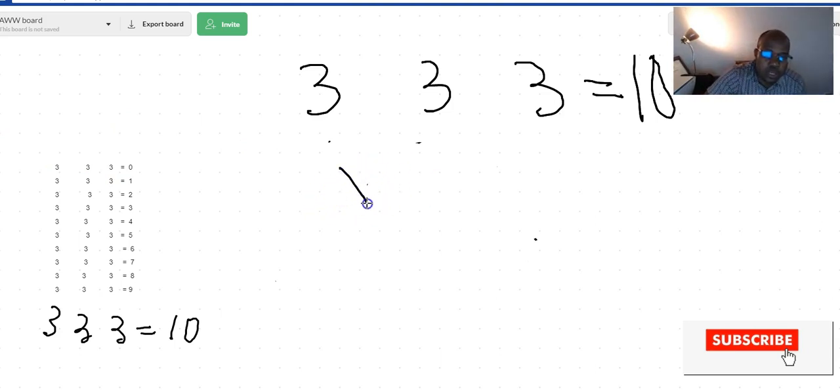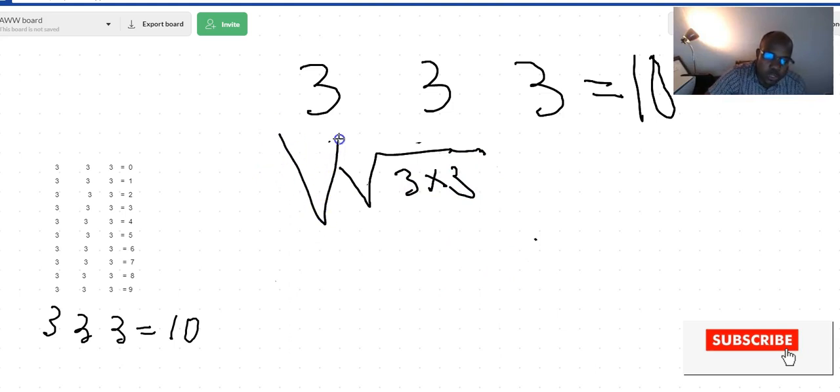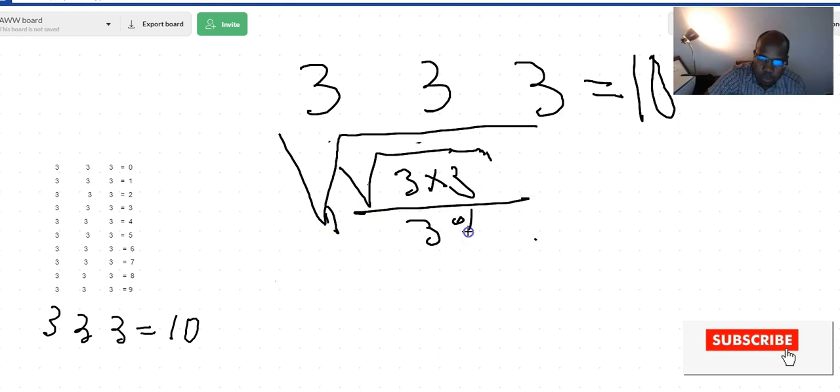Let's say we can say the square root of 3 times 3. Okay, we know square root of 3 times 3, that's gonna give you 3, right? Because that's gonna be the square root of 3 to the power of 2, that's gonna give you 3. So we can do another square root of 3 times 3 over 3%. That should give us 10.